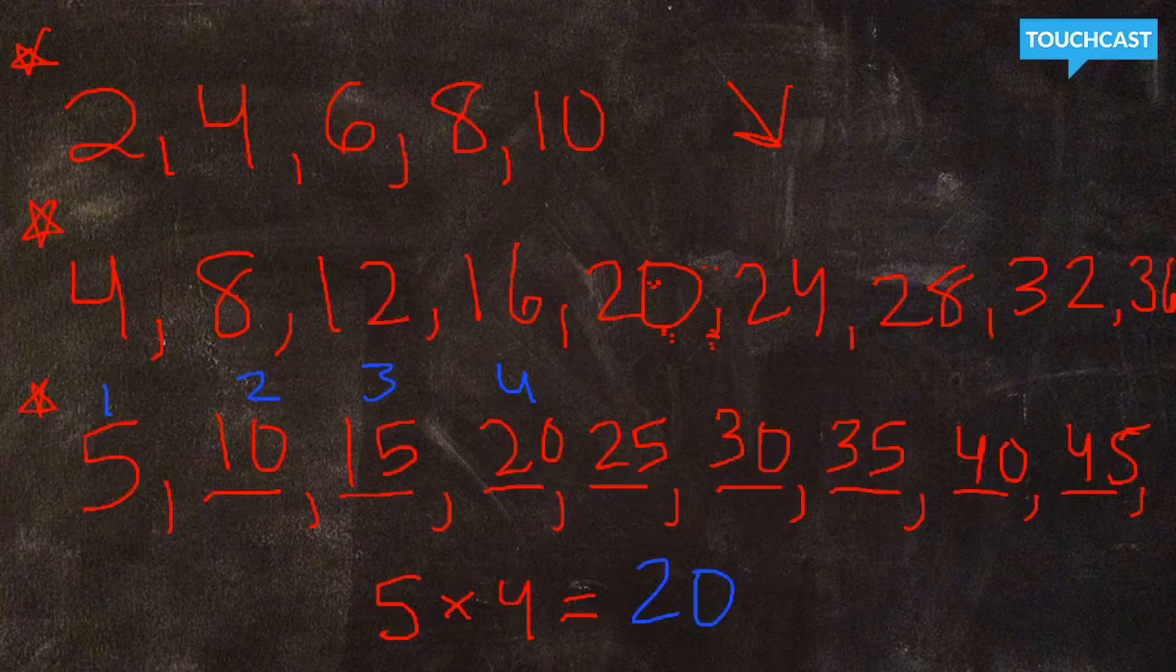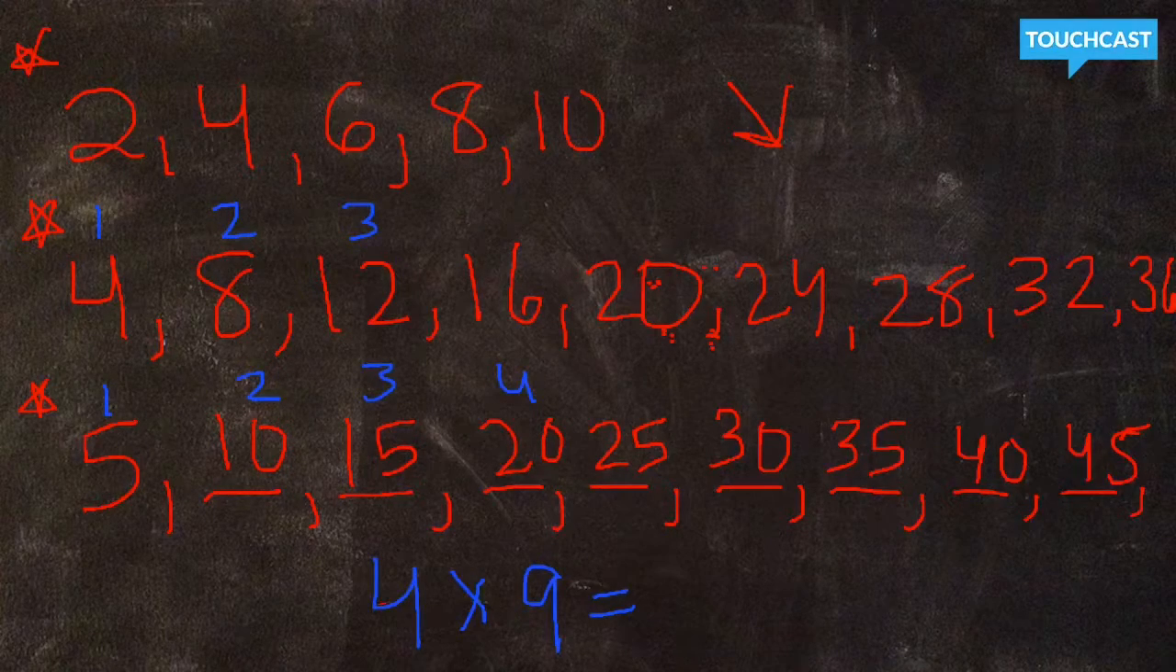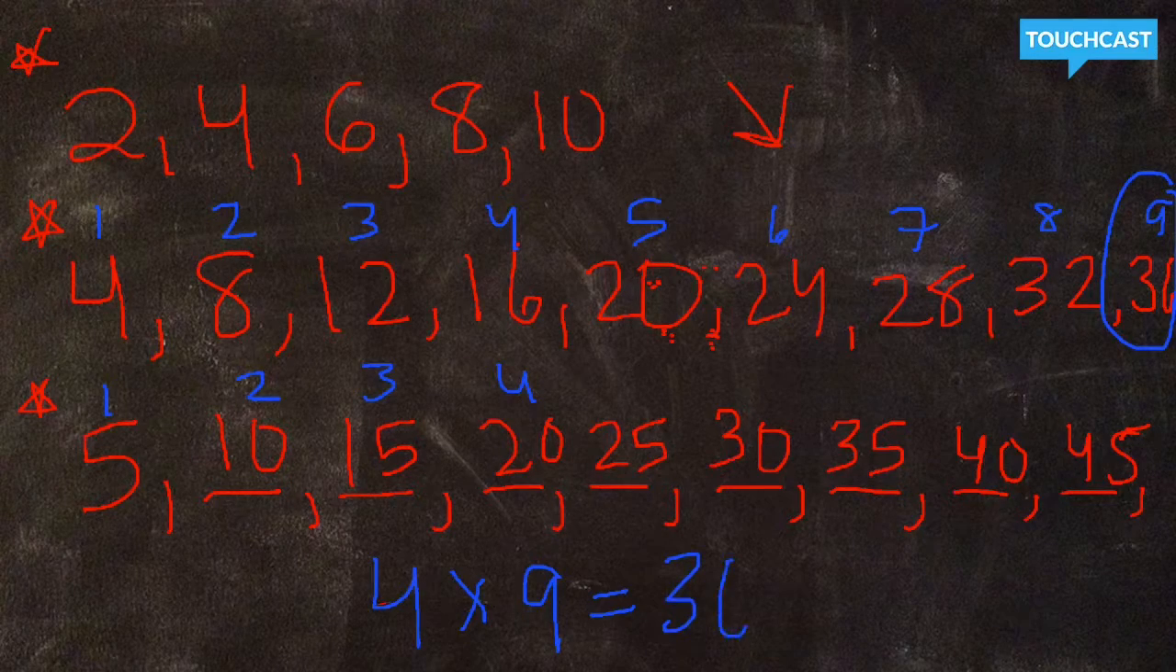Let's try another one. Let's erase this. And let's find the product. And remember, the product is the answer to a multiplication problem. Let's find the product of 4 times 9. So here's 1, 2, 3, 4, 5, 6, 7, 8, 9. So that means that 4 times 9 is 36.